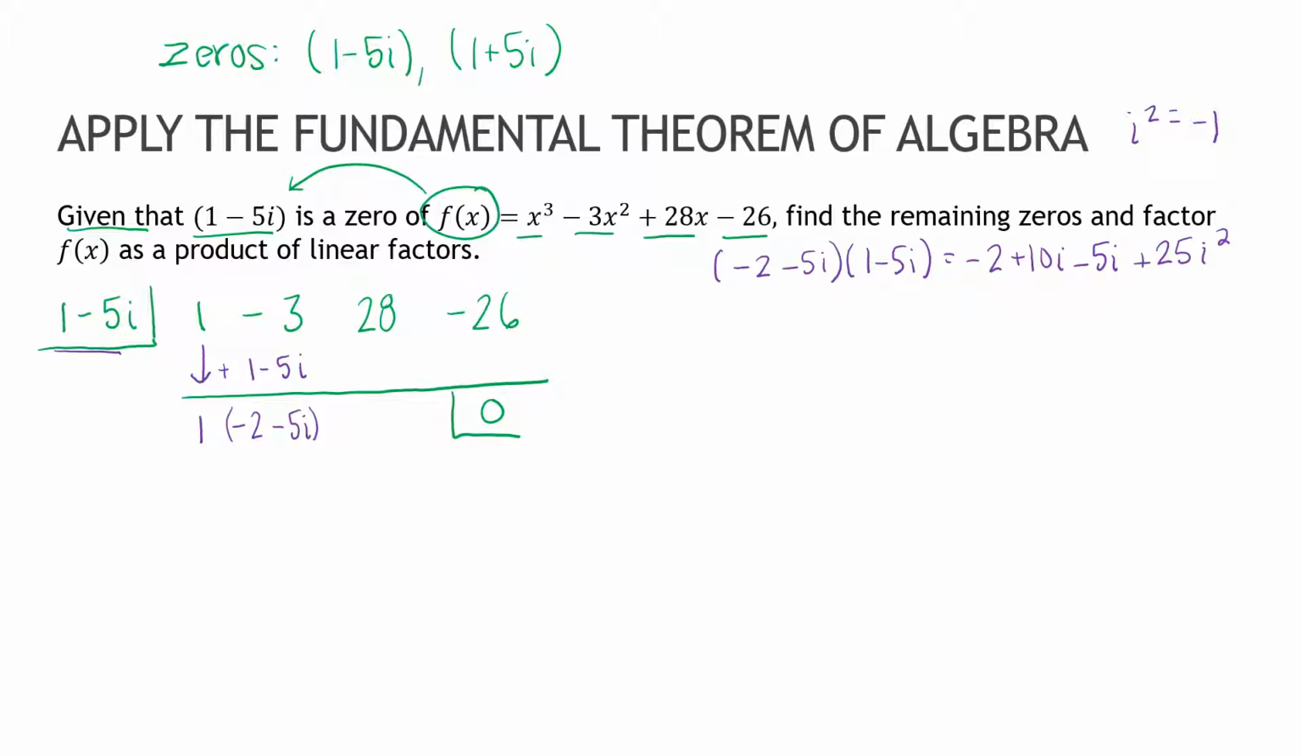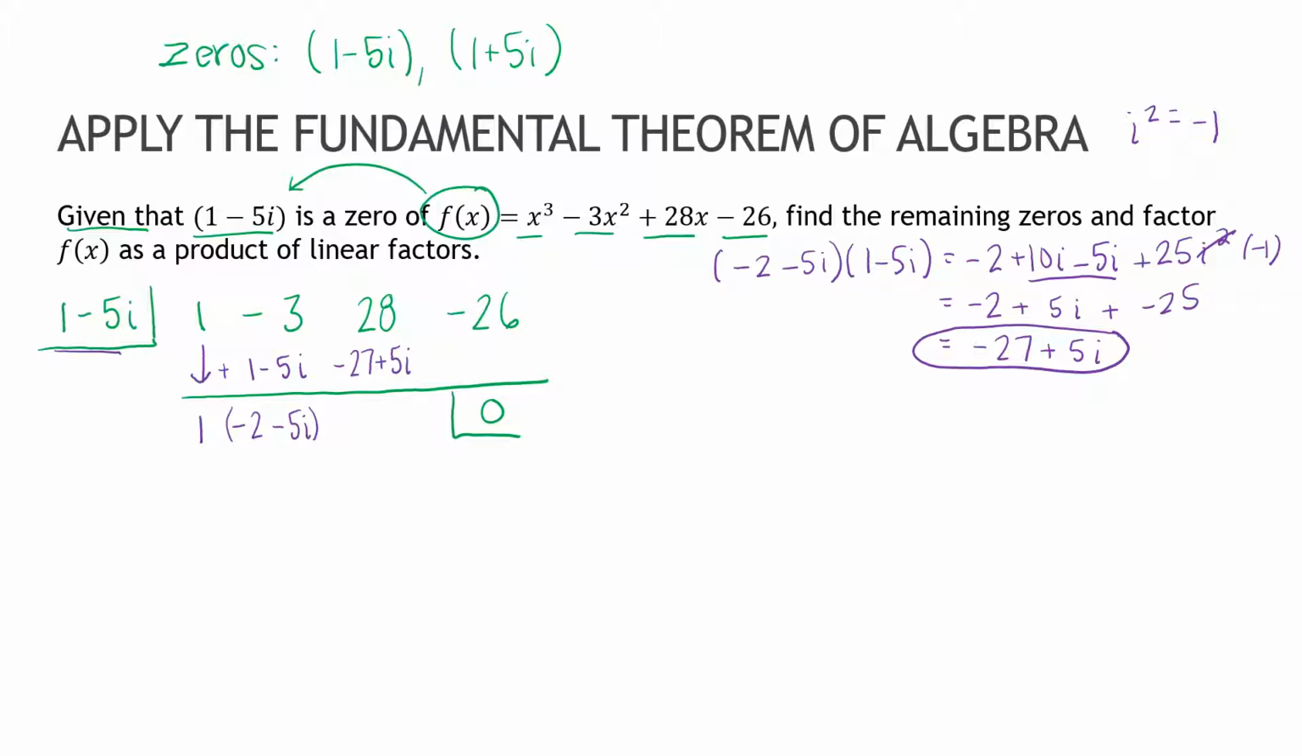So what I have now is I have negative 2. I've got these guys that I'm combining together to get plus 5i. And then this guy at the end is actually 25 times negative 1. So negative 25. So that leaves me with negative 27 plus 5i. That's what's going to go here. And again, that's by FOILing.